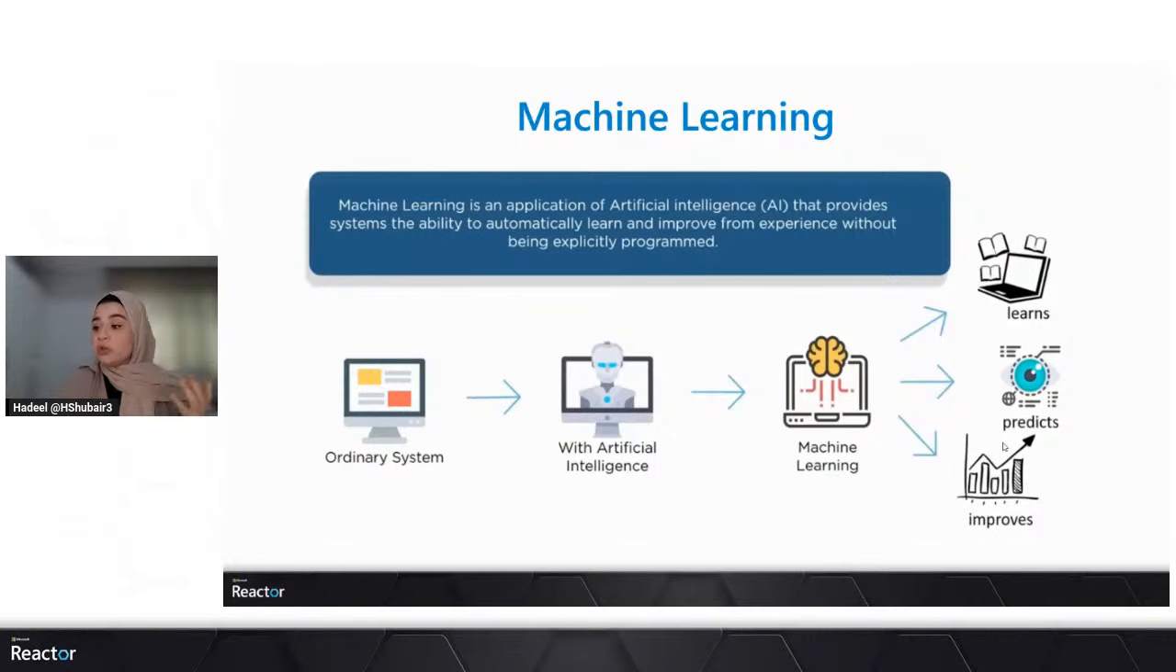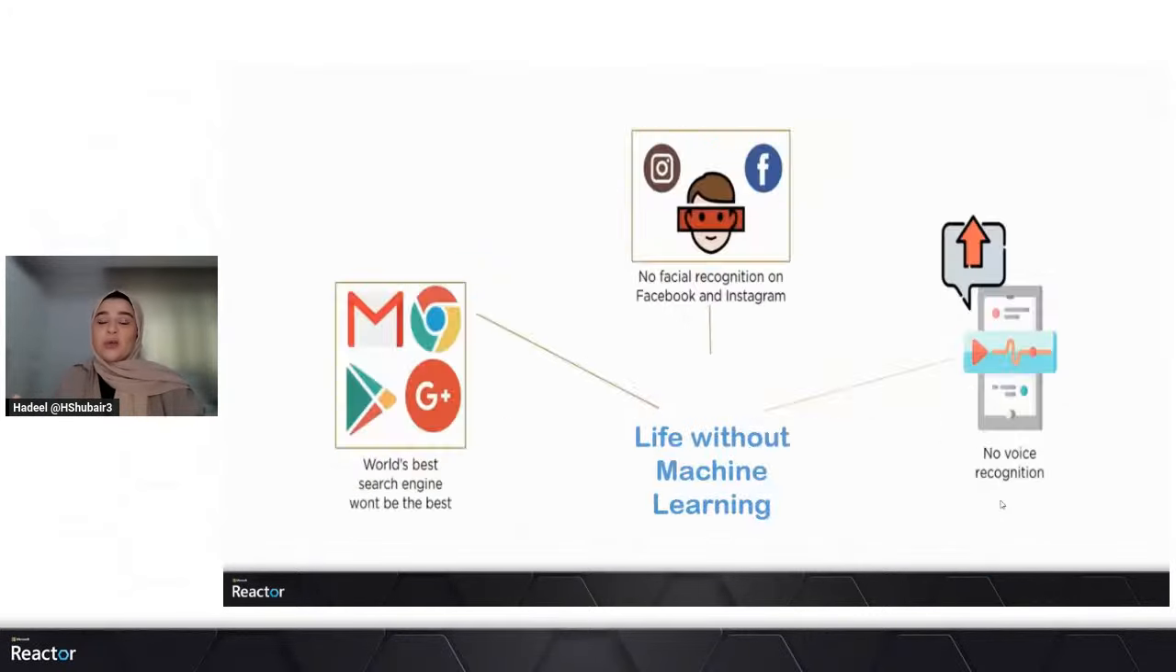So let's say you have an ordinary system and you're good to go, and it has all the basic tasks and all that stuff. So with that, including artificial intelligence, now you have all these AI systems and all these recommendations, and that is all because of machine learning. So machine learning is the application of AI, and it provides systems the ability to learn, to predict, and to improve from experience, however, without actually being explicitly programmed. So you're basically training a machine to learn on its own.